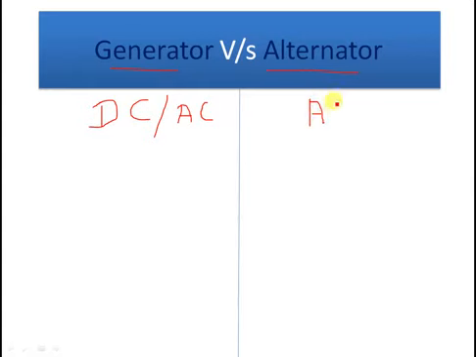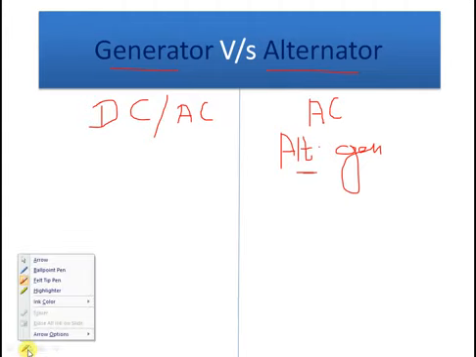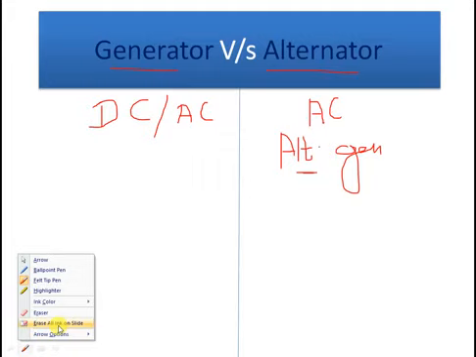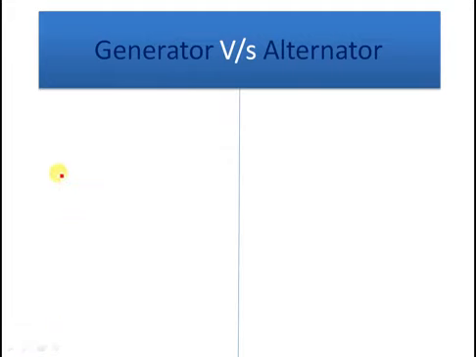There is no DC. You can understand it by the fact that it is called alternator. So alt means alternating current, and alternator means alternating generator. It can be defined in that manner. Now let me rub this out so that I can continue with the later points. So, generator and alternator.